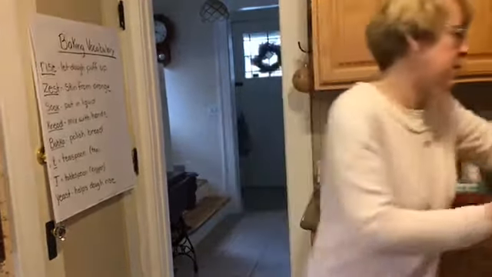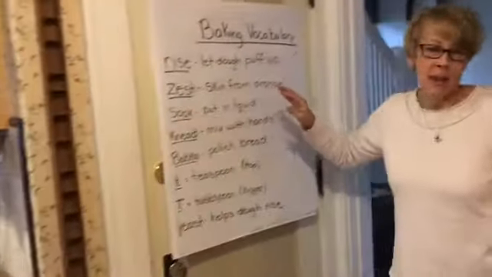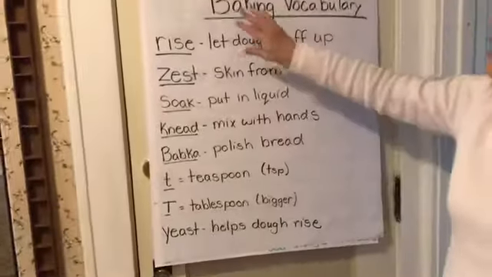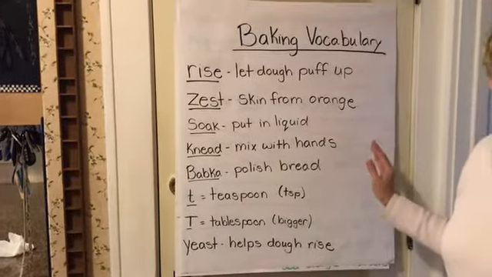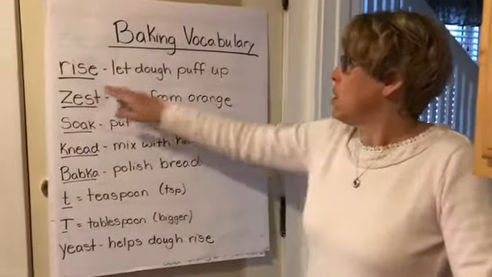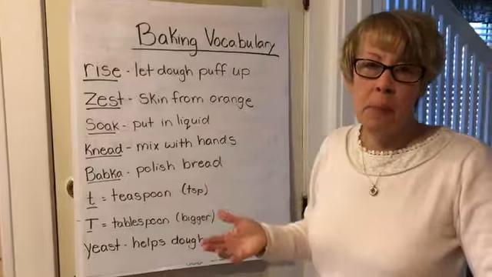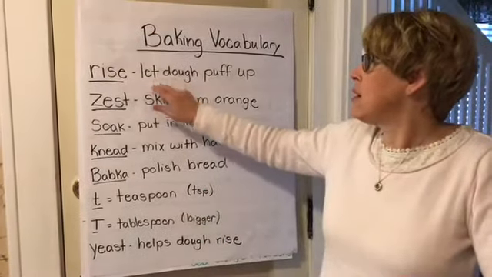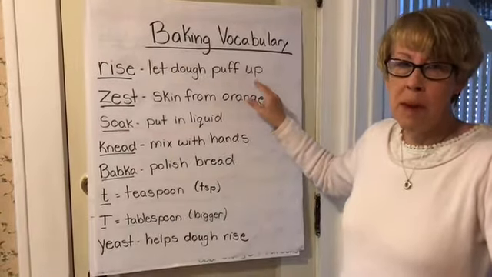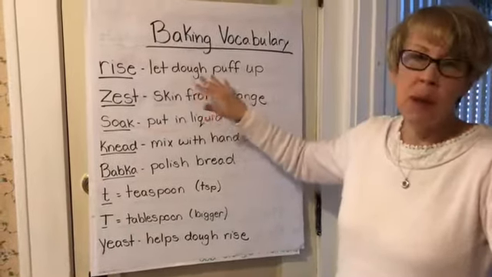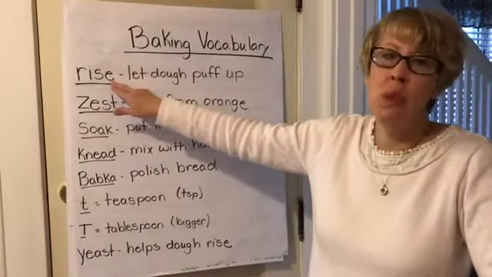So before we start, I want to teach you some new words. So look over here. Madeline is helping me videotape. These are baking vocabulary words. They're words that you've heard us talk about, but that you might not know. The first word is rise. Now we know when you rise, you get up, but when you bake, you need sometimes to let dough puff up. That's called rising. And when we bake our babka today, there's going to be a couple hours that we're not going to see what happens because the dough is going to rise.